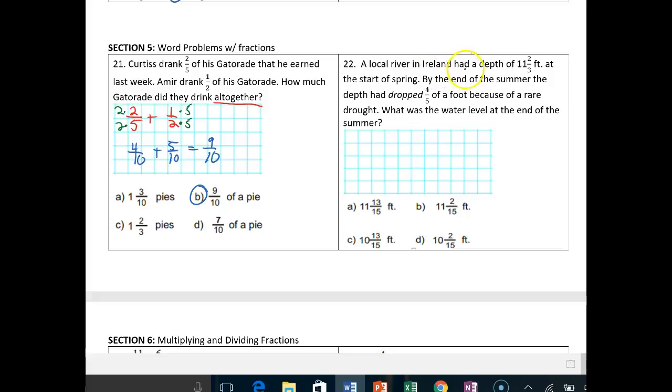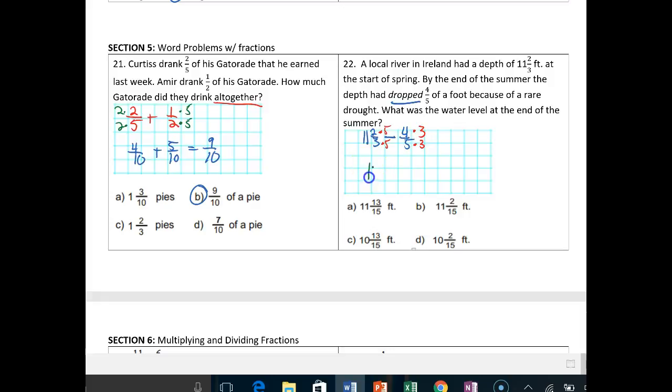A local river in Ireland had a depth of 11 2/3 feet at the start of the spring. By the end of the summer, the depth had dropped 4/5 of a foot because of a rare drought. Remember, it always rains in Ireland. What was the water level at the end of the summer? So 11 and 2/3. It's going to drop, so that's subtraction by 4/5 of a foot. We're going to find common denominators. So times 5, times 5, times 3, times 3.